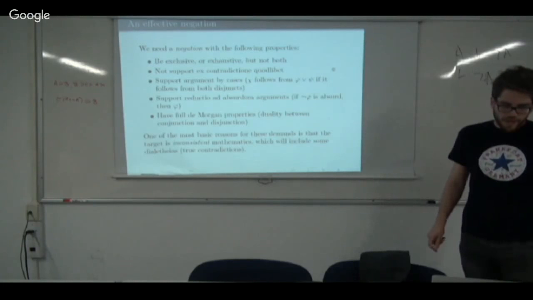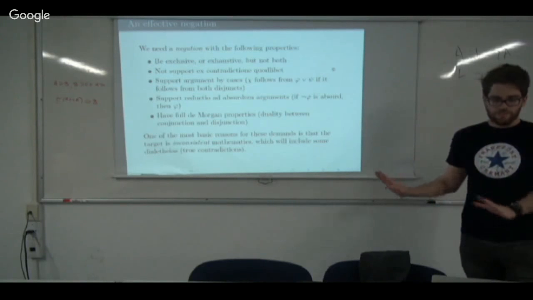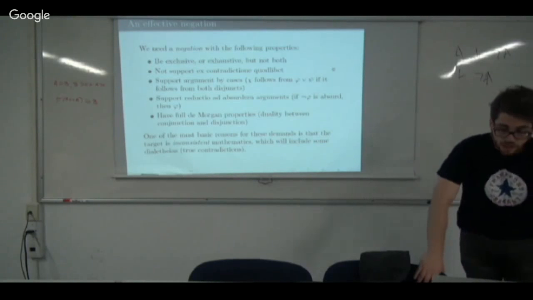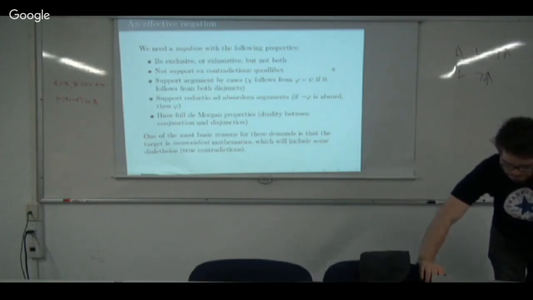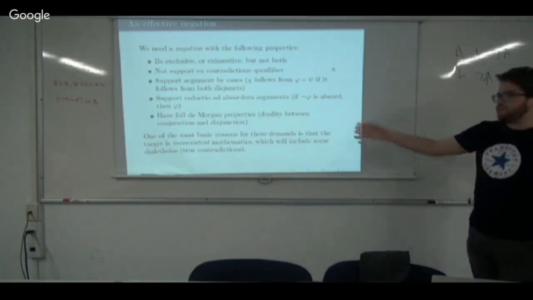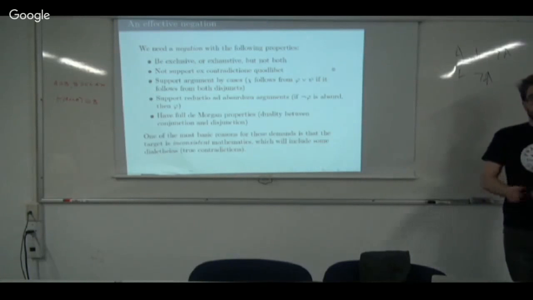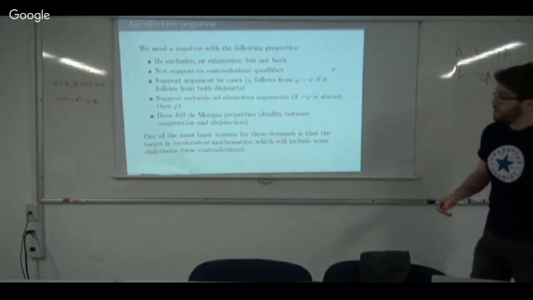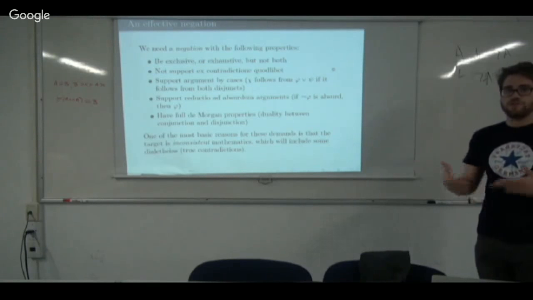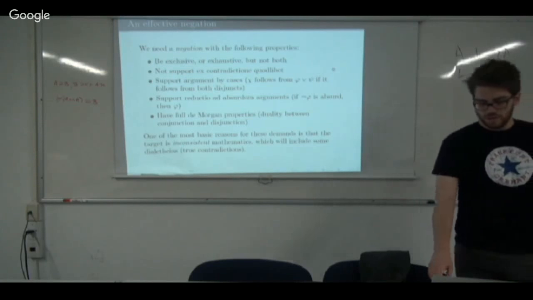On the other hand, you want to have full De Morgan properties. That's well known: negation gives a duality between conjunction and disjunction. One of the most basic reasons for these demands is that since we are looking at the setting of naive set theory or something like that, you will get contradictions within that theory. So you need to be able to deal with those contradictions without falling into absurdity.